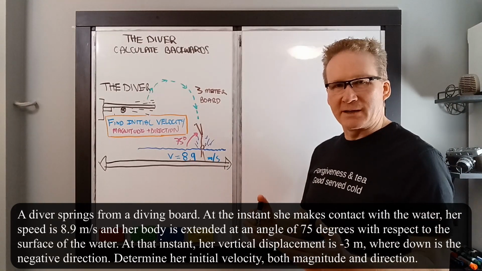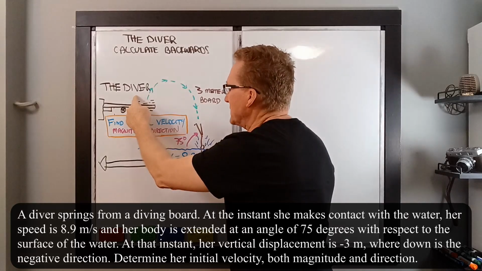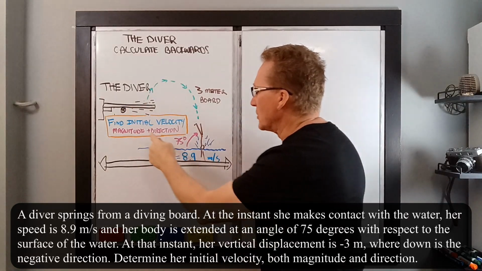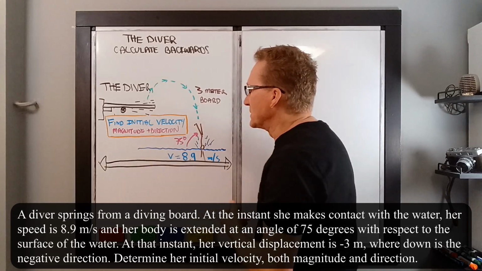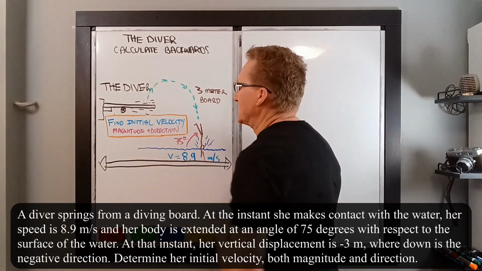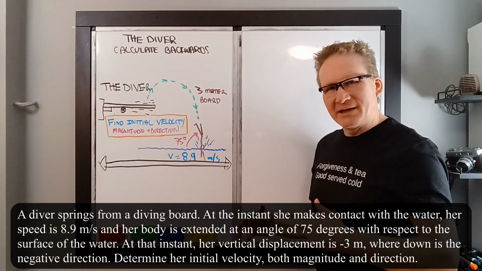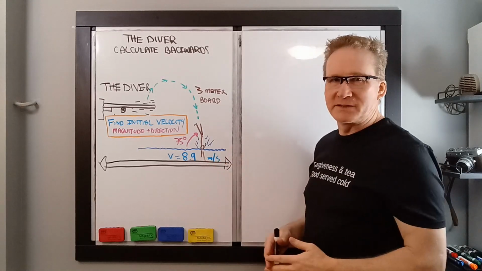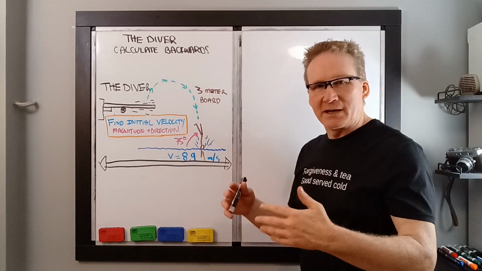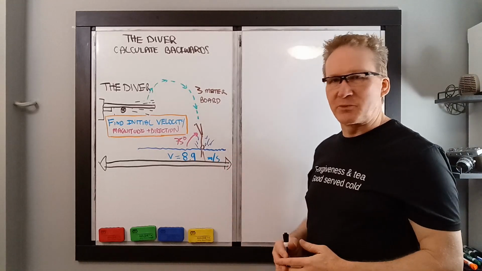What we're supposed to calculate is with what velocity does she leave the diving board. We want to know both the initial velocity, the magnitude, as well as the direction. What's the angle that she leaves the diving board at? Now, this is a little bit more of a complicated problem, so we're going to tackle this piece by piece together, and hopefully by the end of it you'll be able to rewind this and do this problem yourself.